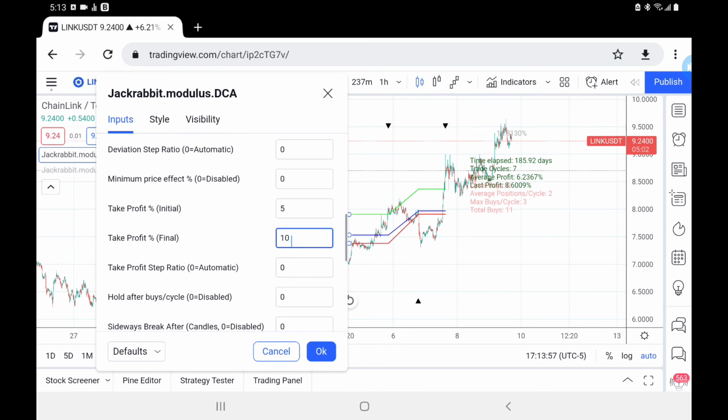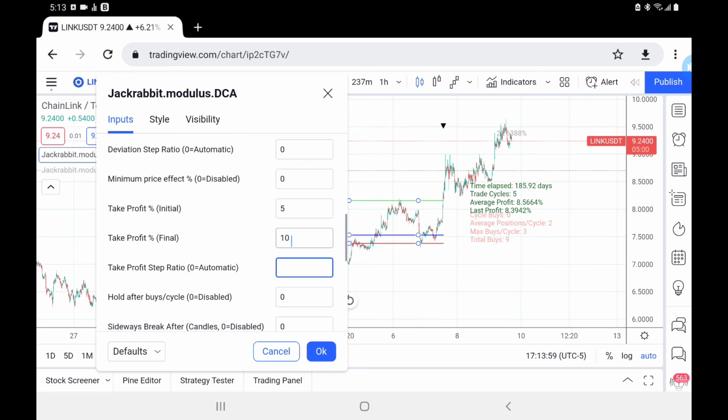And I've talked about this before. The higher the percentage, the more accumulation. You can easily achieve higher percentages, but you're going to wait longer and be more exposed to the market.